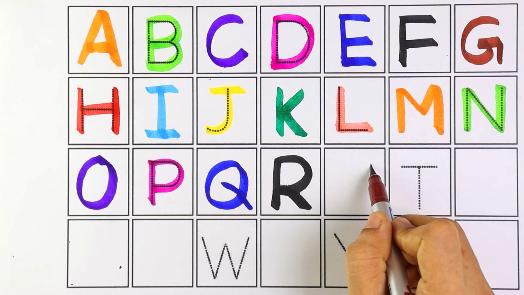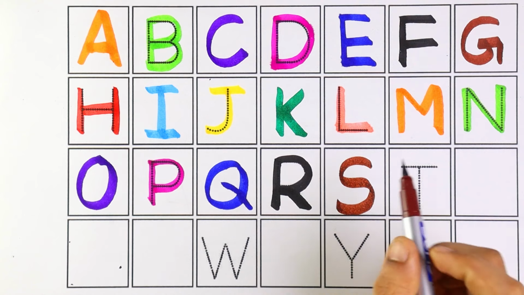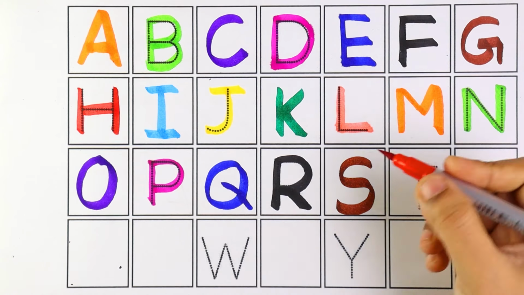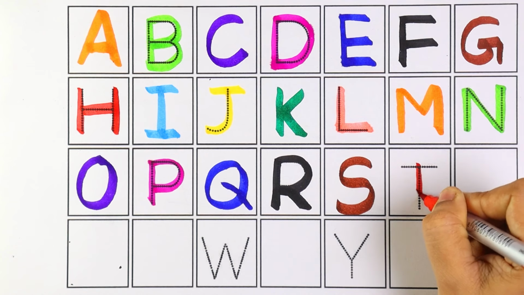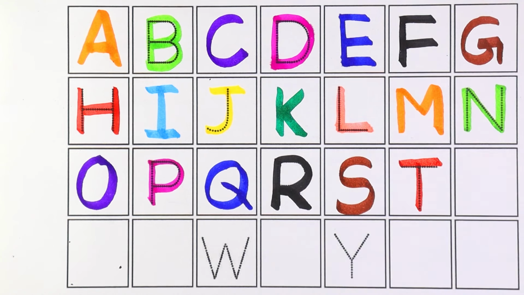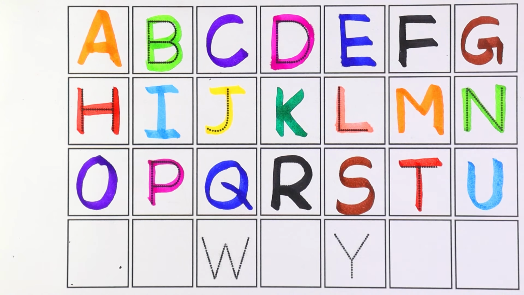Brown color. Letter S. S for snake. S for sky. Red color. Letter T. T for tiger. T for T-Rex. Sky blue color. Letter U. U for umbrella. U for uniform.